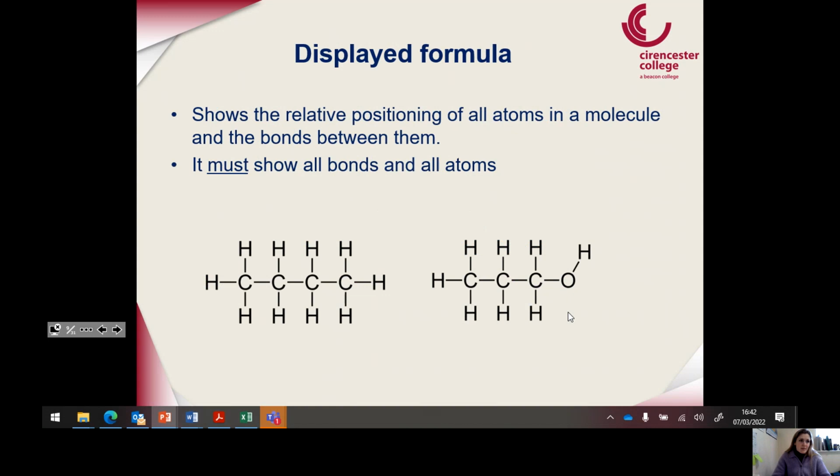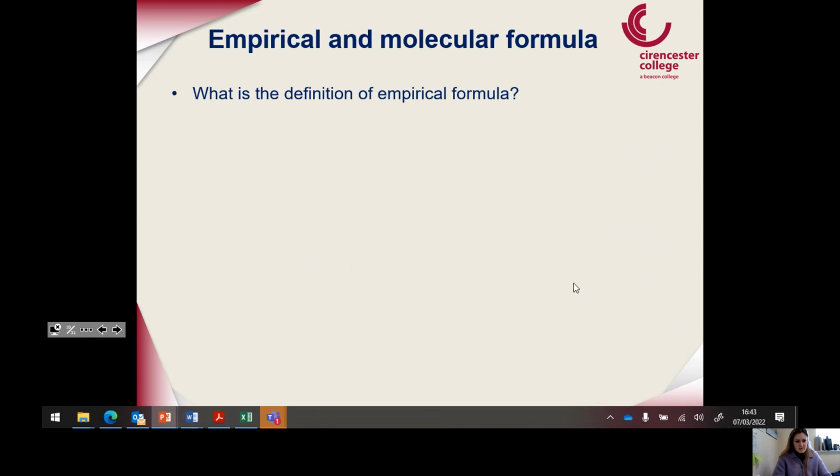Displayed formula is where you've got the molecule and you're showing every single bond present. So often you'll see this written here as OH. It's really good if you can draw the bond between the oxygen and the hydrogen, so show all of the bonds. If you're going to have a double bond in a displayed formula, you show that as 2 lines, or a triple bond would be 3 lines. There's butane, and that one there, propan-1-ol.